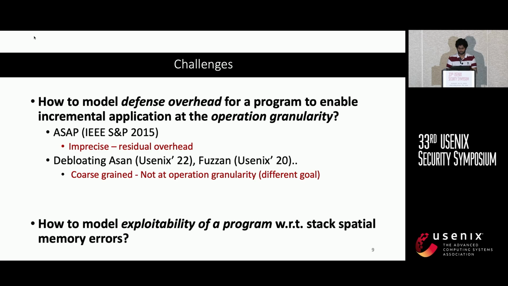The first challenge that we encounter here is, how do we model defense overhead at this operation granularity? Prior work, such as ASAP, looked at this in a very initial phase where they only focused on the check overhead. And so what ended up happening was that for some of the SPEC programs, they ended up going over budget. Similarly, a lot of recent work has been focusing on optimizing AddressSanitizer. And while great studies have been performed, they mainly focus on identifying the overhead for individual operations, starting from initialization, metadata, the actual checking. But our goal, on the other hand, is to identify the cost for, say, a single check for a given program.